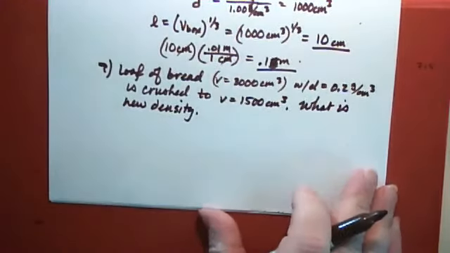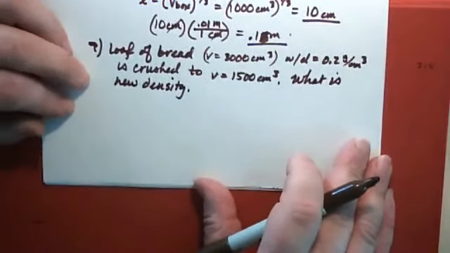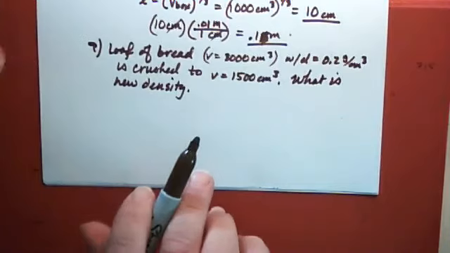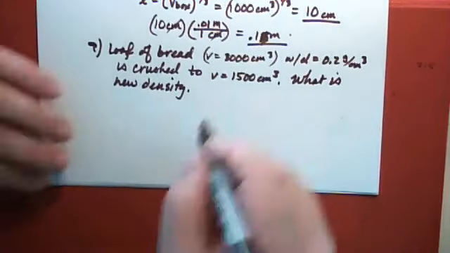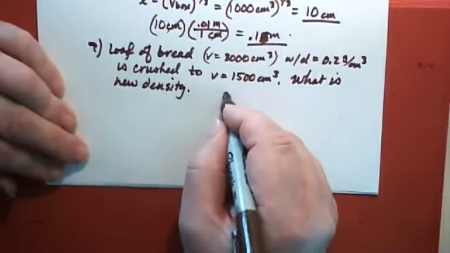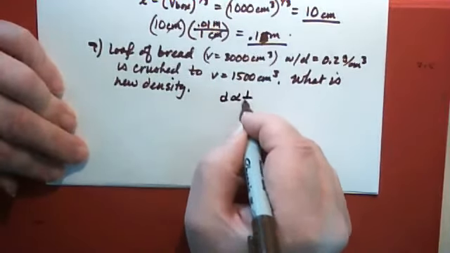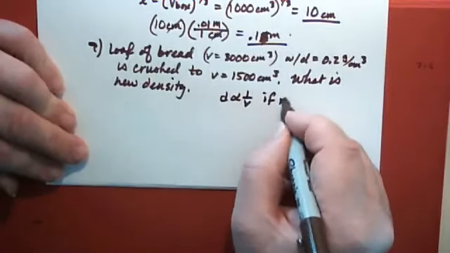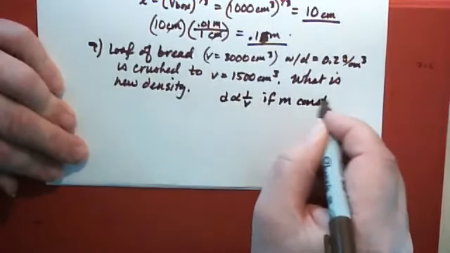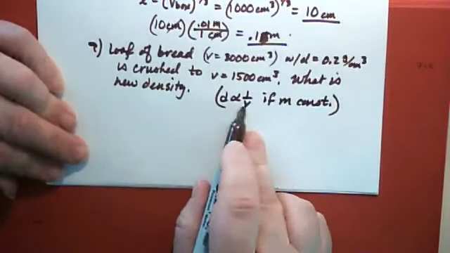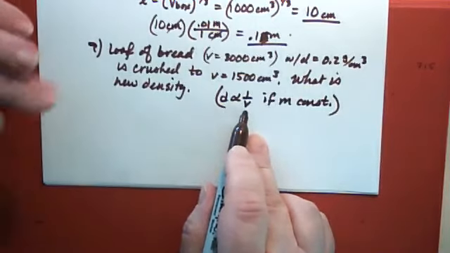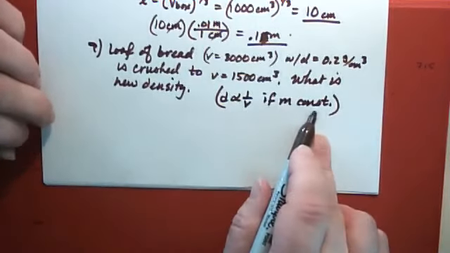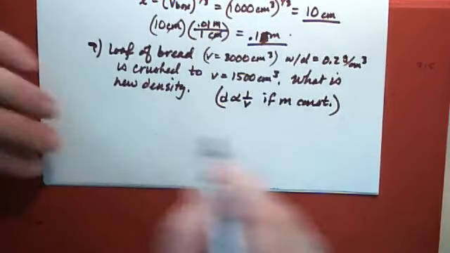Well, there's an easy way to do this question and a hard way to do this question. The easy way is to remember that density is inversely proportional to volume if the mass doesn't change. Because remember the equation.